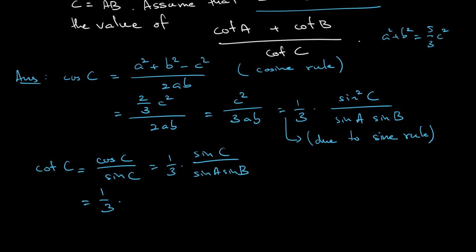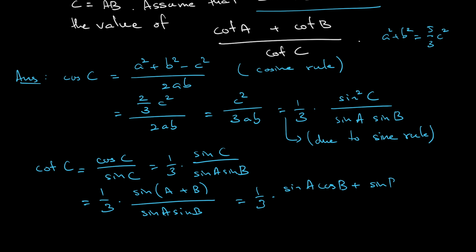Sine of angle C can be written as sine of 180 minus C, right? And because ABC is a triangle, 180 minus C would be just A plus B. The denominator remains the same. So 1/3 sine of A plus B, I use the sine of the sum of angles, correct? So that would be sine A cosine B plus sine B cosine A. The denominator is the same, sine A sine B.